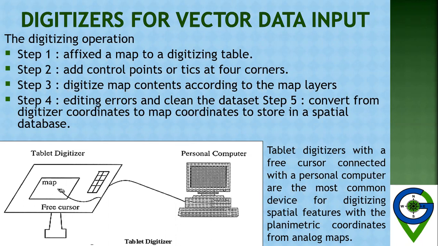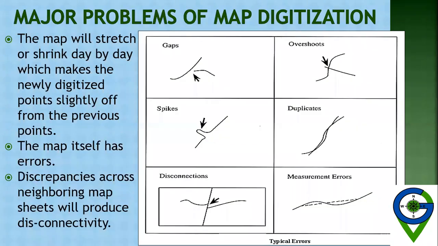And step 5 includes converting from digitizer coordinates to map coordinates to store in a spatial database. So tablet digitizers with a free cursor connected with a personal computer are the most common device for digitizing spatial features with the planimetric coordinates from analog maps.